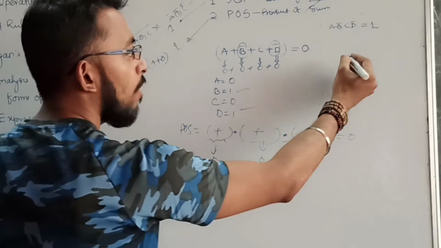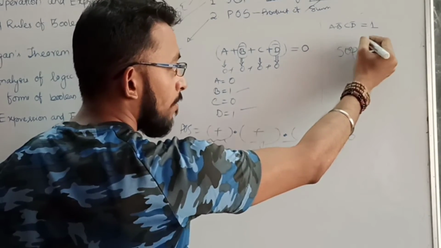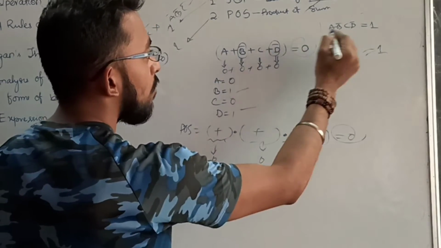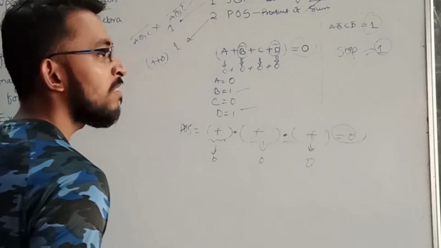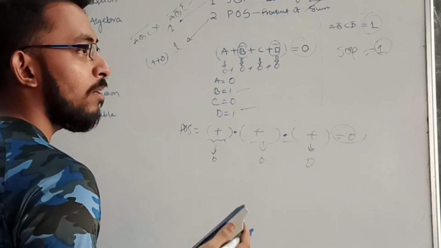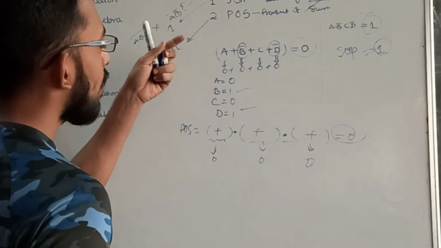So remember, for sum of product SOP we are seeking for what value of ABCD my output is 1. Here, for product of sum, we are seeking 0. Here we are seeking 1 and here 0. Remember these two and try to compare between them, then only it will become easy for you to remember. So this is all about your sum of product and product of sum.